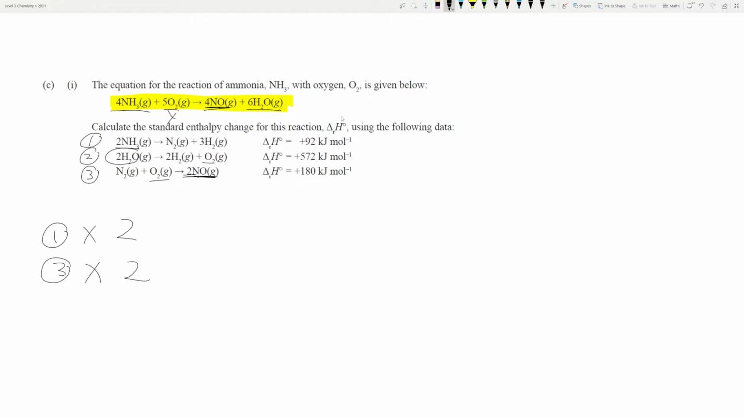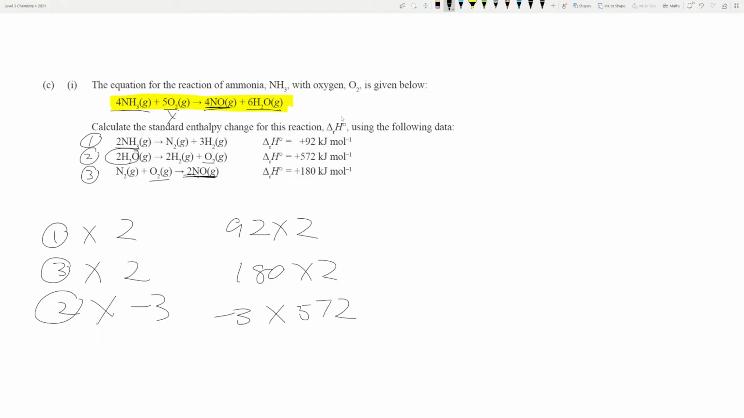I only have 2 water on the left-hand side, so I'm going to reverse, I can just do number 2 multiplied by -3. That would help. Number-wise, this is going to be 92 times 2, this is going to be 180 times 2, this is going to be -3 times 572. Now I'm not even going to bother writing out the whole thing because there's literally no point.